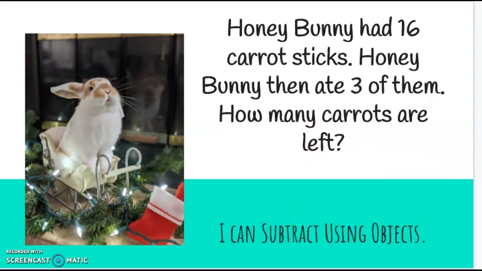We're going to go to the next question. How cute. Look at Miss Honey Bunny. Okay, so still using our objects, this problem says Honey Bunny had 16 carrot sticks. Honey Bunny then ate 3 of them. How many carrots are left? So we know an important number is 16 and 3, but let's see how they're related. It says that Honey Bunny ate 3 carrots, so that tells me we're subtracting because she's eating them, they're going away. But how many carrot sticks did she start with? She had 16 to begin with, so go ahead and count out 16 of your objects and put them in a pile.